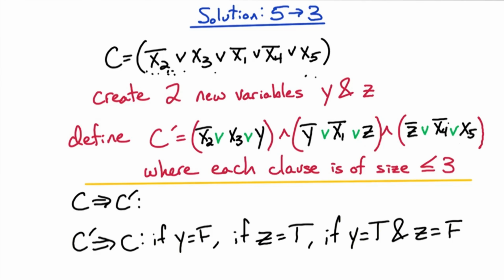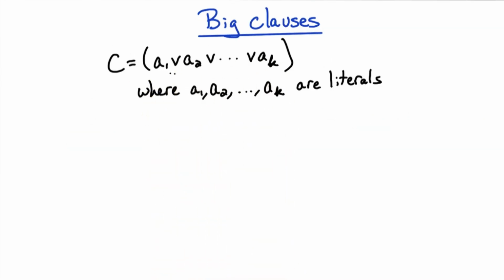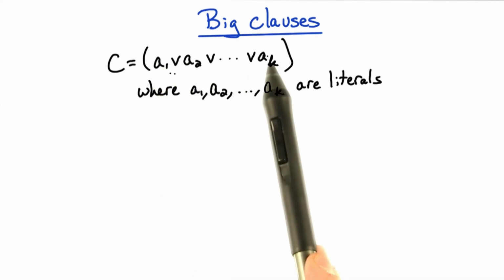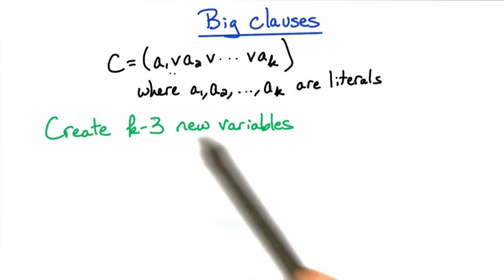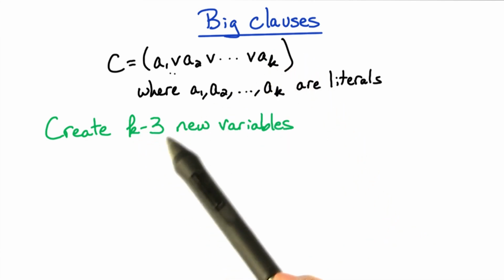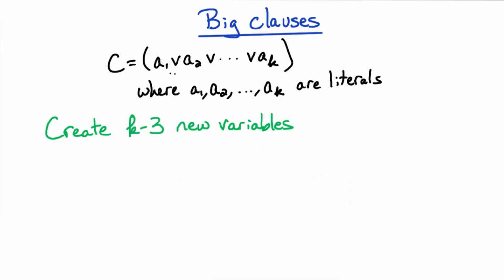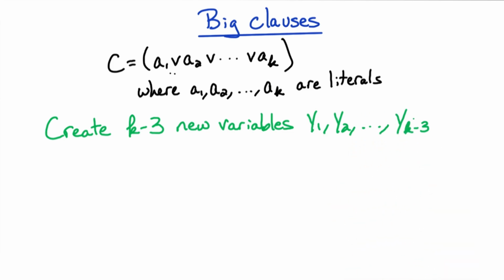So let's go ahead and do the general construction now. Let's consider now a general clause of size k, and let's label the literals in this clause by a1, a2, up through ak. Now for this clause, we're going to create k minus 3 new variables. Recall that when k was 4, we created one new variable. When k was 5, we created two new variables. In general, we're going to create k minus 3 new variables. Let's label these new variables as y1 through y(k minus 3).